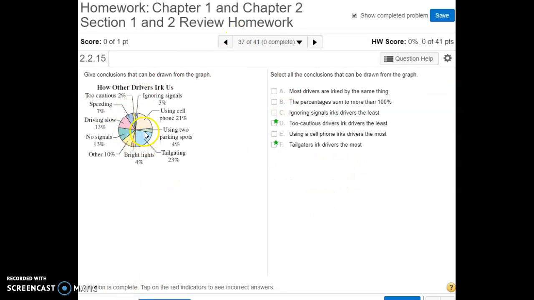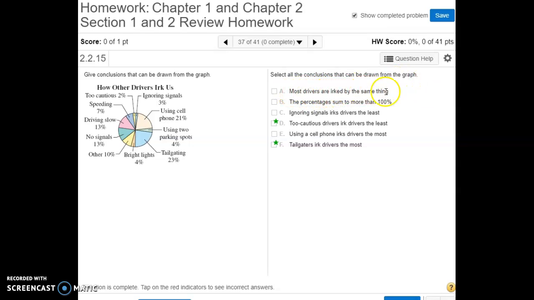37 is asking about a pie chart here and just to draw some conclusions, and so you'll have slightly different questions. In this one, the ones that are true is that 2 cautious drivers irk other drivers the least. It's because 2 cautious is only a 2% slice of the pie, which is the smallest percentage up there, so that's the least. Tailgaters irk drivers the most, because in this pie chart, 23% of the pie is relating to tailgating.